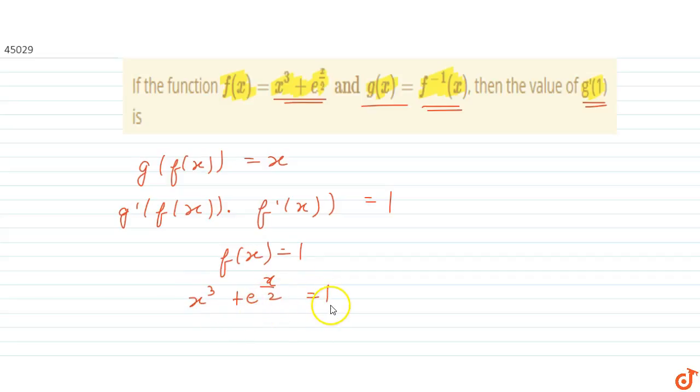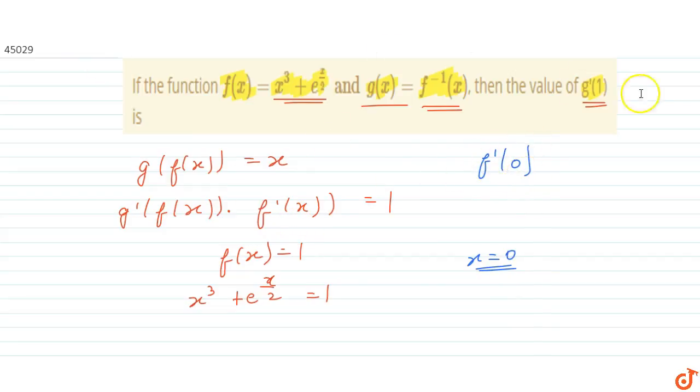So see, this quantity can be 1 only when x = 0, because when x = 0, e^(x/2) will be e^0, that is 1, and x³ will be 0. So from here we get x = 0. Now we have to find the value of f'(0).